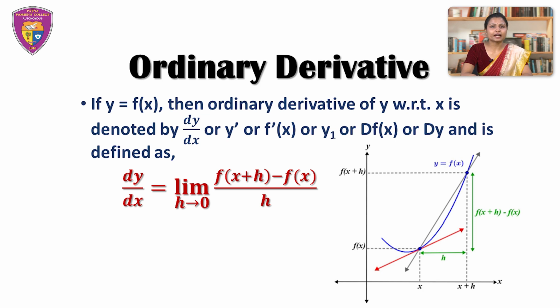If we have y equals f(x), then the ordinary derivative of y with respect to x is denoted by dy by dx and is defined as the limit h tends to 0 of f(x plus h) minus f(x), whole divided by h, as shown in the graph here. It consists of one or more functions of only one independent variable along with their derivatives and is also denoted by y dash, f dash x, y1, d of f(x) or dy.